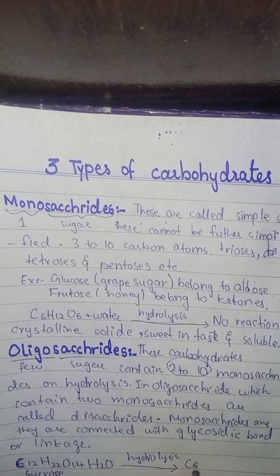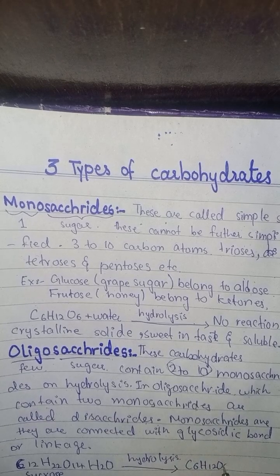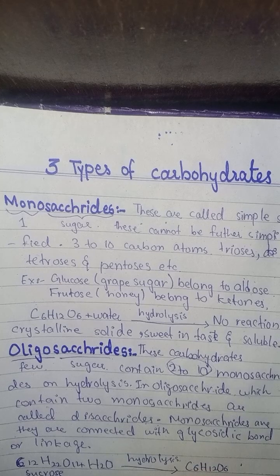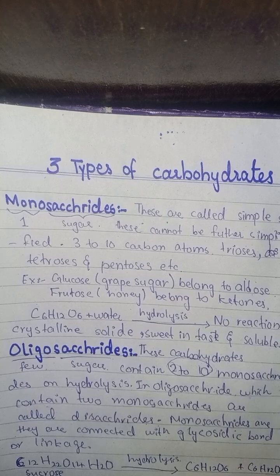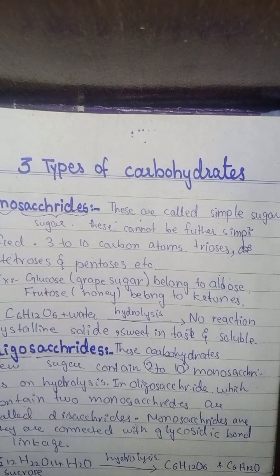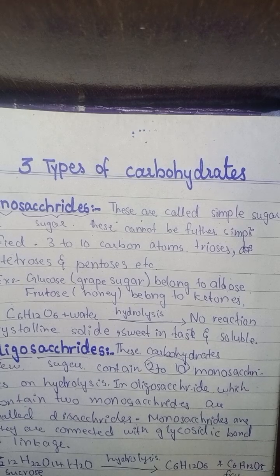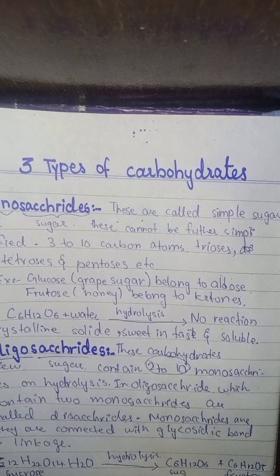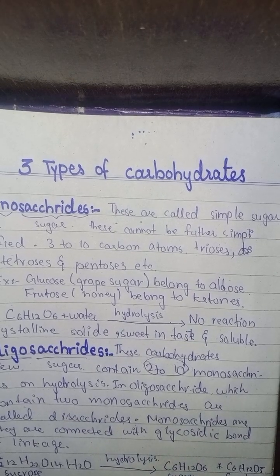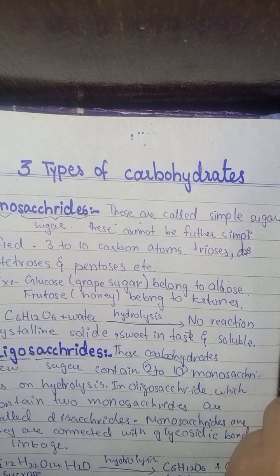So the formula of glucose is C6H12O6, plus we have fructose, C6H12O6. Hopefully you got this. Now moving towards the third type, that is polysaccharides.